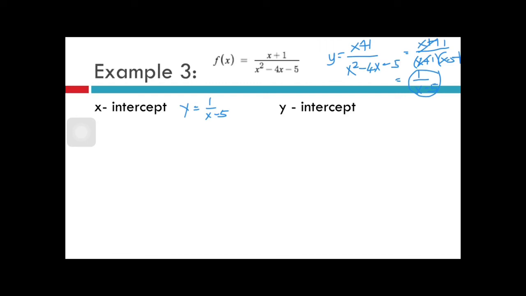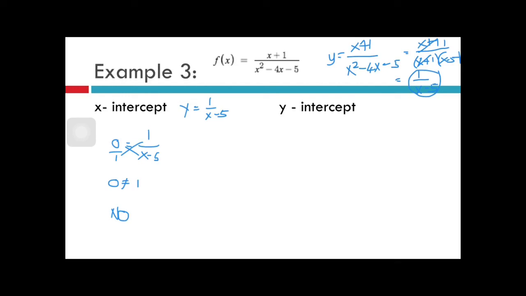So we now have the x-intercept: set y equals 0. So 0 equals 1 over x minus 5, and this is over 1. Doing cross multiplication, this gives you 0 equals 1. They are not equal, so there is no existing x-intercept.